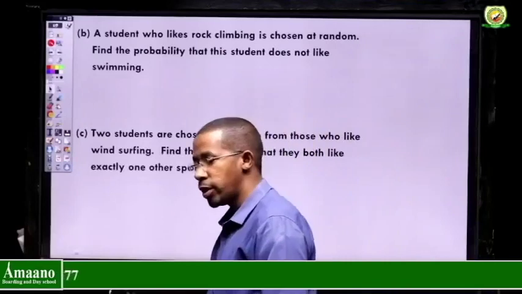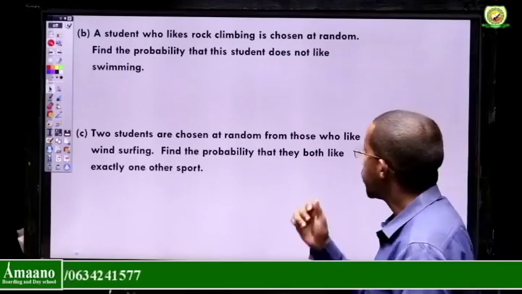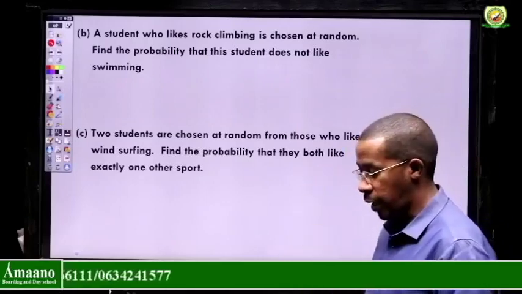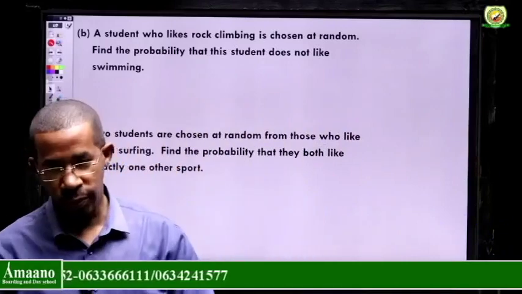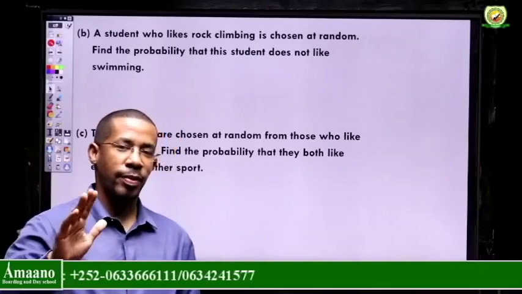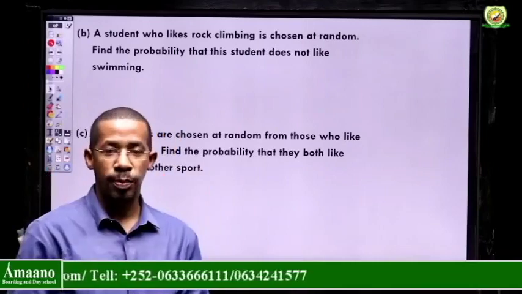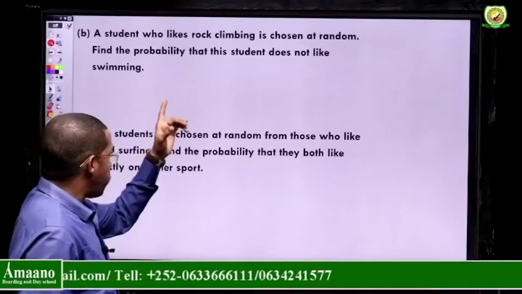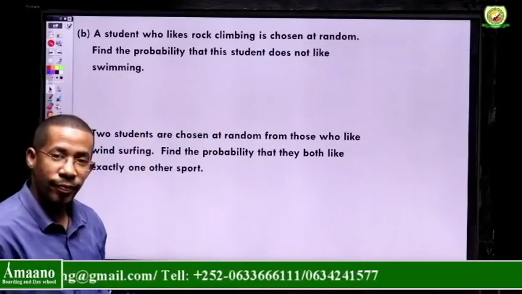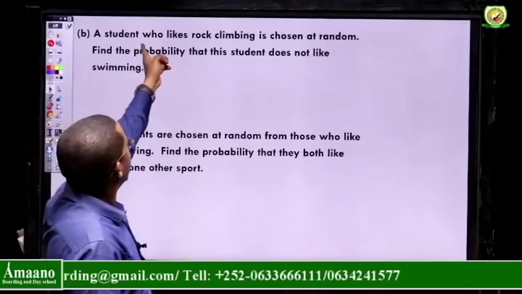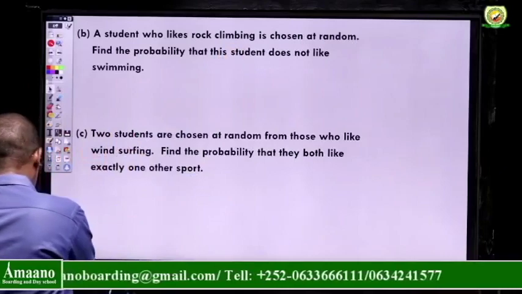It says a student who likes rock climbing is chosen at random. Find the probability that this student does not like swimming. This question involves conditional probability. Now you don't need to worry much about that. It looks like a very complicated thing, but we'll try to do it using a restrictive sample space. You need the probability a student does not like swimming on the condition that the student likes rock climbing.